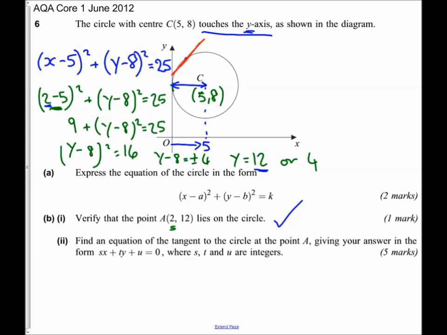To find the equation of a line, because of course a tangent is a line, I need 2 bits of information. I need a coordinate on the line, and we've got that. We know that (2, 12) is on my line, but the other thing that I need is the gradient. And I don't have the gradient immediately available to me, but what I can use is the fact that I know that the radius is perpendicular to the tangent. So if I can find the gradient for the radius, then I can find the gradient of the tangent, then I can find the equation for my tangent.